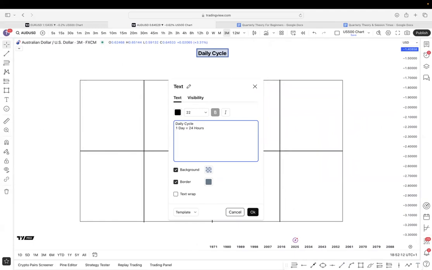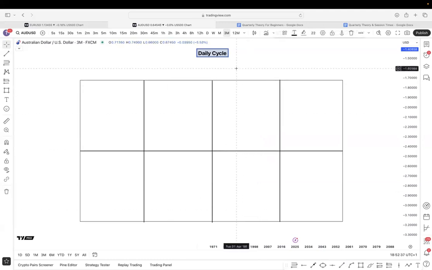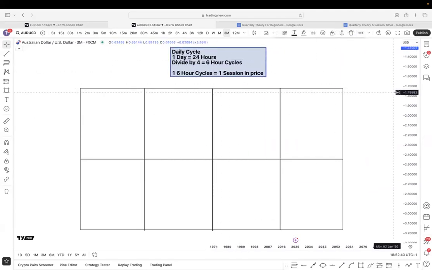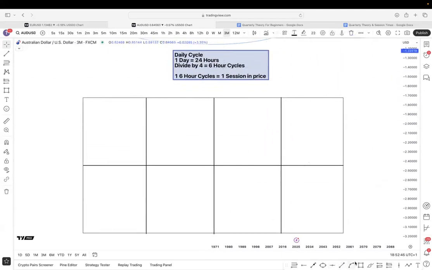Divide that by 4. That will equal 6-hour cycles. So one 6-hour cycle equals one session in price, which, translated to make more sense, is going to be this. The first cycle is your Asian session.